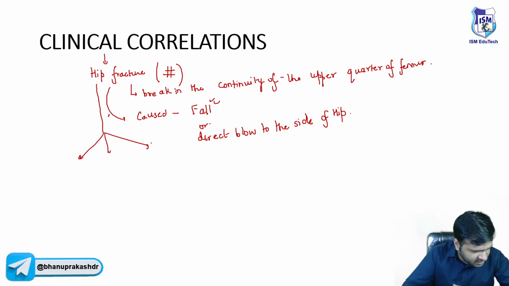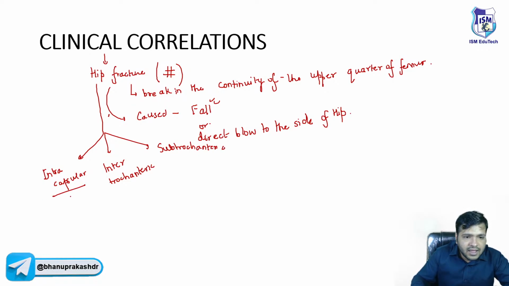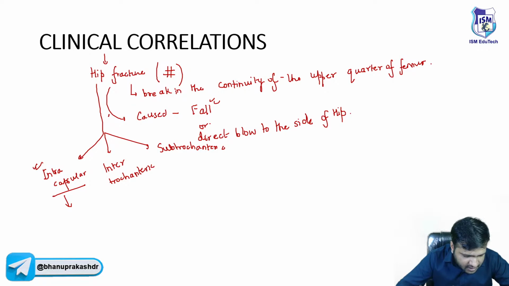Now this hip fracture, beta, is of three types that you have to remember. We have intracapsular, intertrochanteric, and subtrochanteric fractures. When I say intracapsular, beta, the intracapsular ligament, where is it present in the upper end? Type in the chat box quickly where it is present in the upper end.